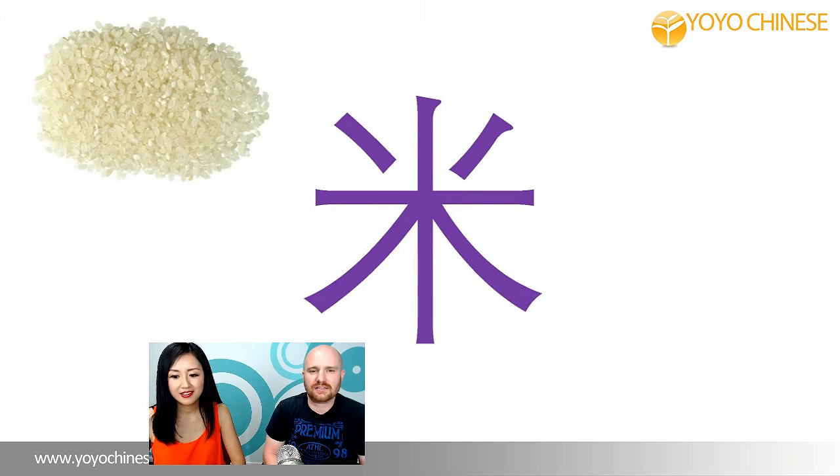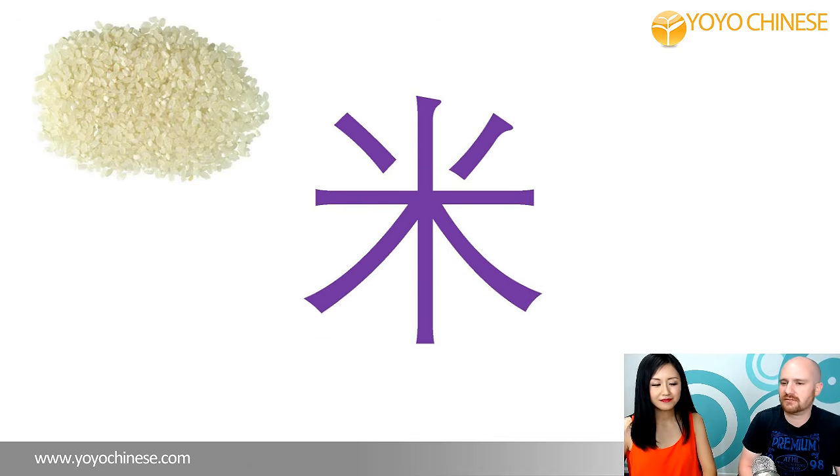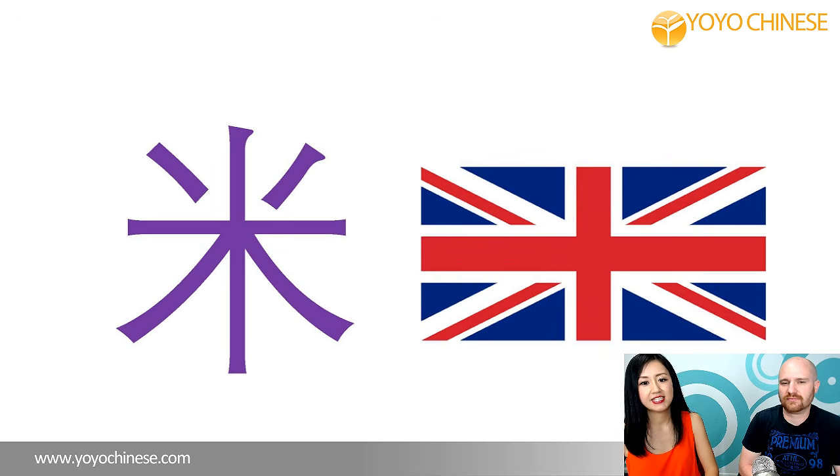All right. This character, as you can see at the top left, is rice. But it's not all rice. In English, we just say rice, and it refers to every type of rice. This is mainly about uncooked rice. So how do you remember this character?